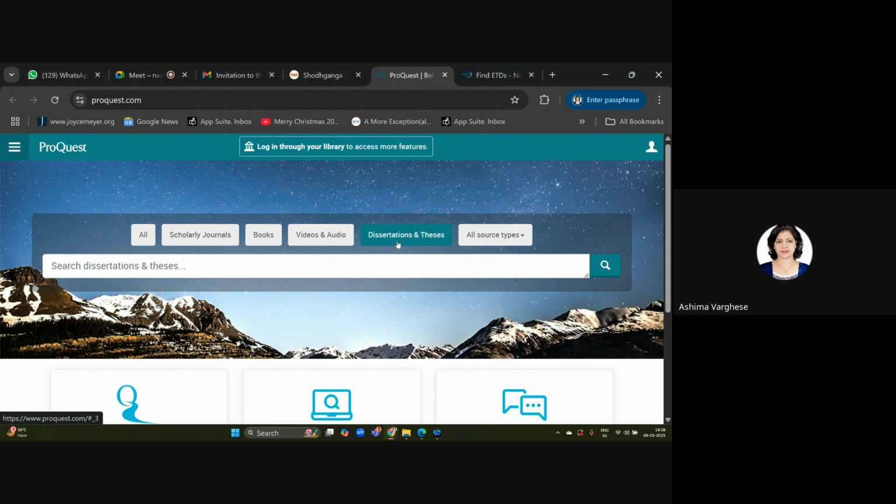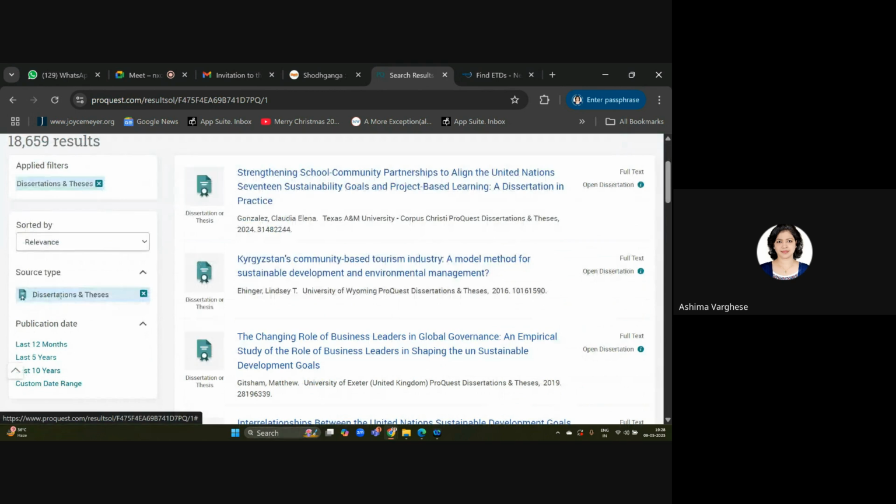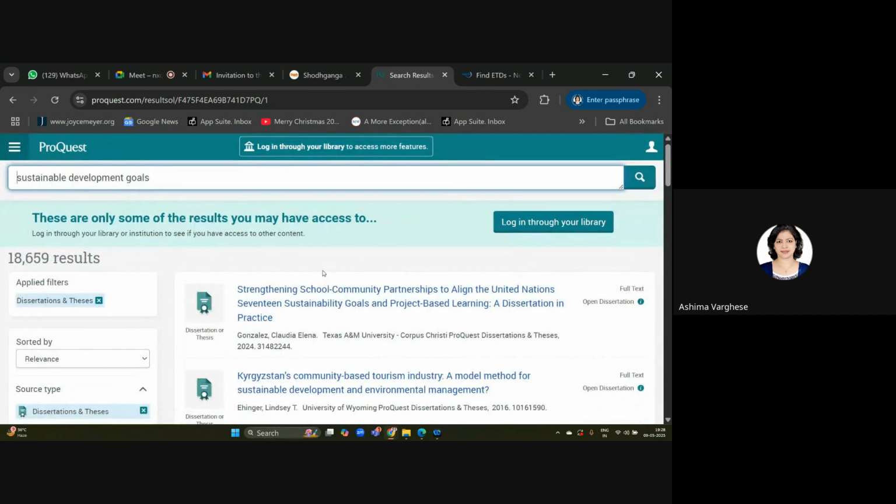So what we will be searching here, you need to define the keywords according to your area of interest. Suppose I am typing a keyword of sustainable development goals. Let us see how many theses are being conducted on this keyword. Let us see. See, there are above 18,000 results. Okay. And on the left hand side, you can apply the filters as well on dissertation, sorted by relevance, then according to the publication date, latest one, this and that. You can go and find that.